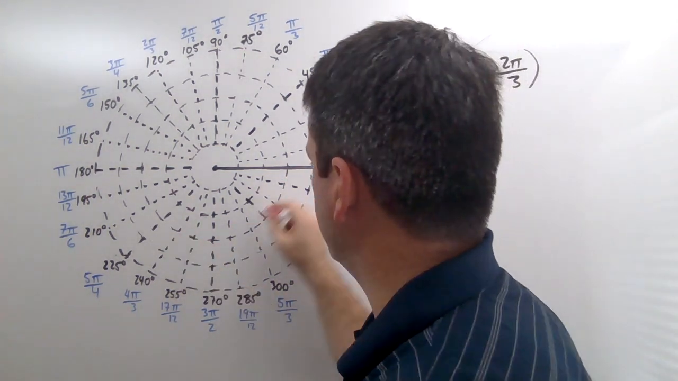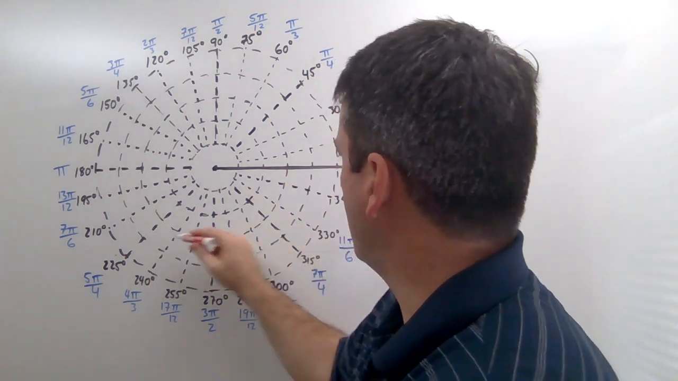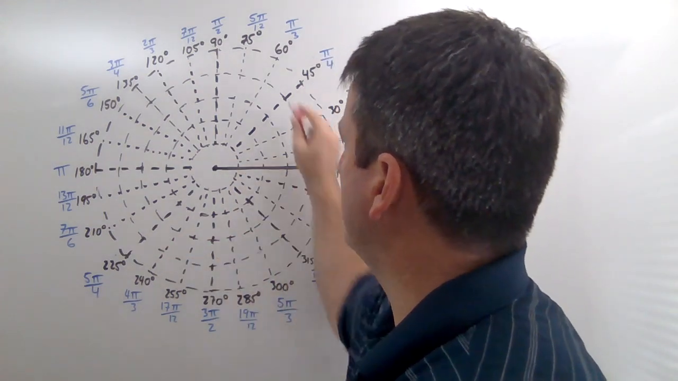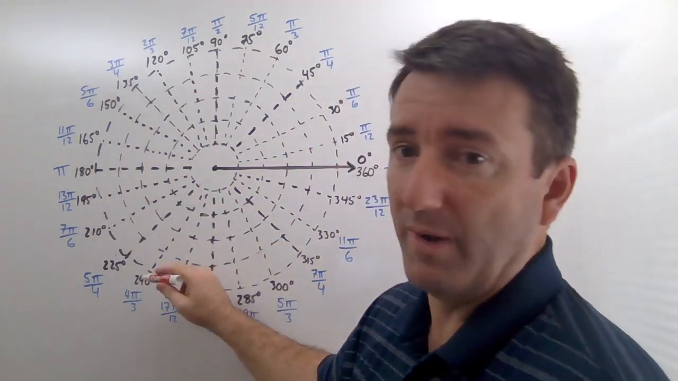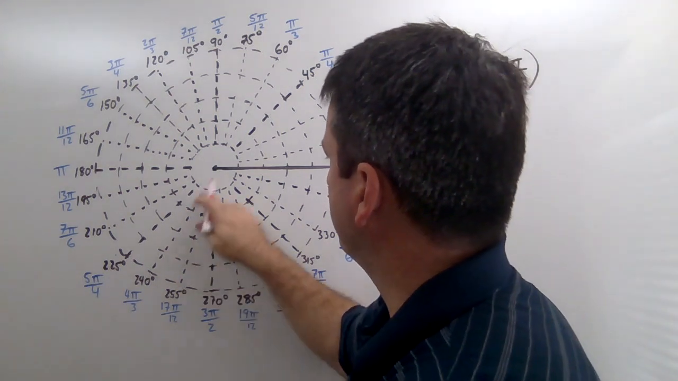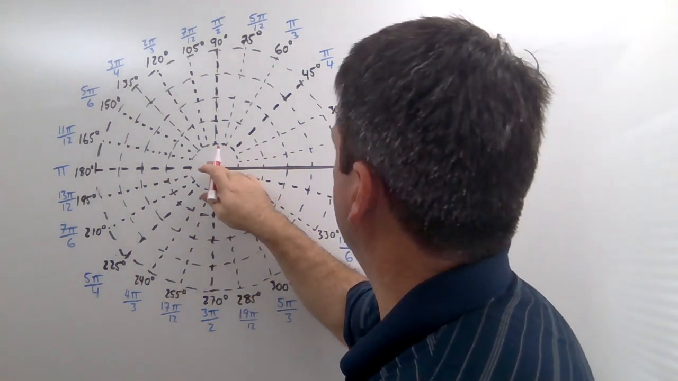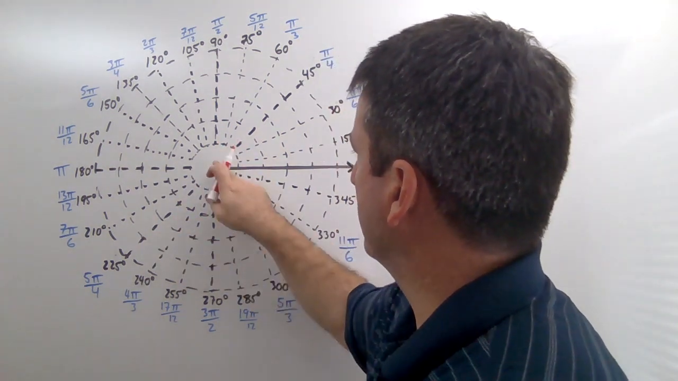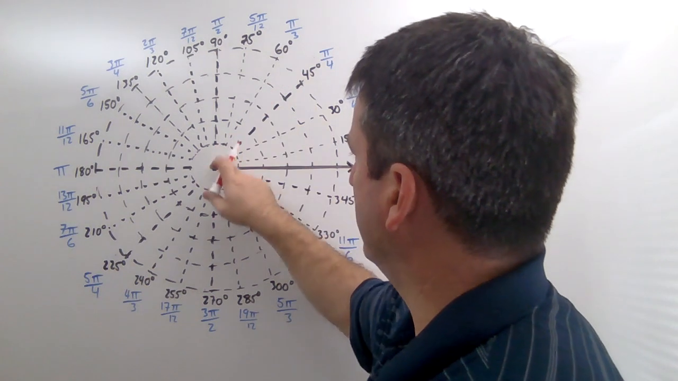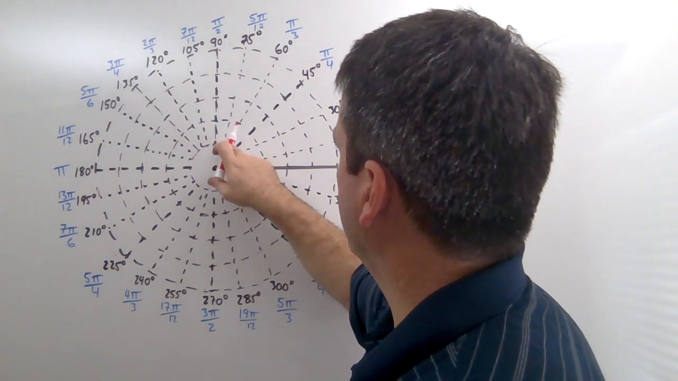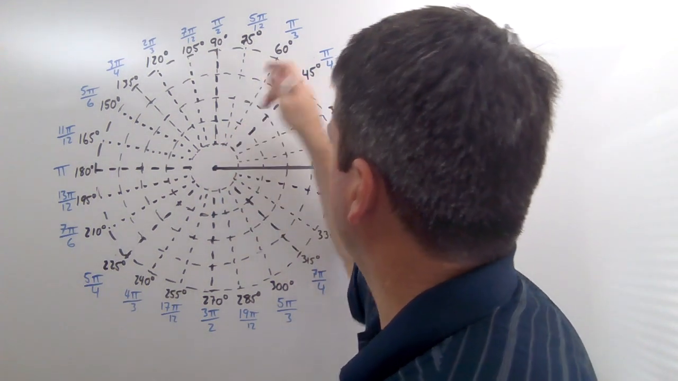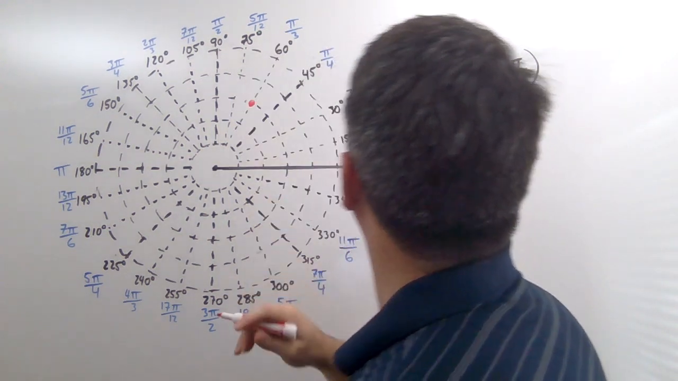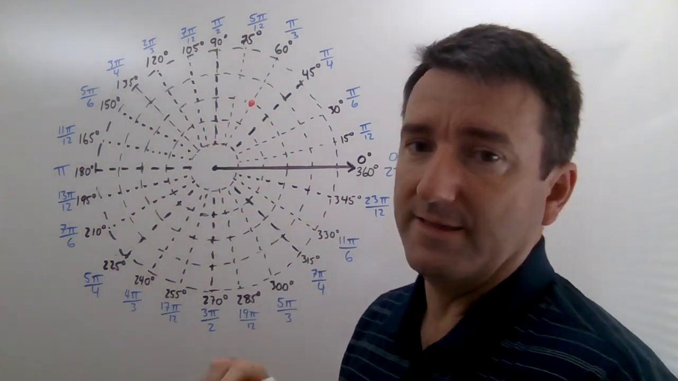-2 pi over 3, we're coming this way, going clockwise from our polar axis. We're going to come down here to -2 pi over 3, which is the same as a positive angle of 4 pi over 3. And then from there, we're going to go back 3. So instead of going toward our -2 pi over 3, we're going to go away from it, 180 degrees the other direction. And we're going to go out 3. So 1, 2, 3. So that point, -3, -2 pi over 3 is right there.